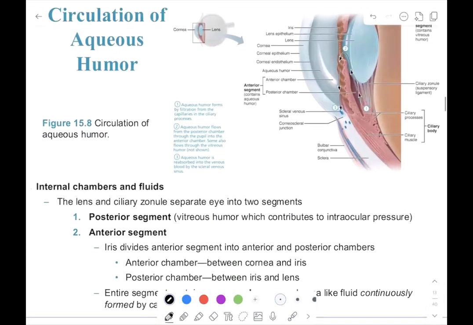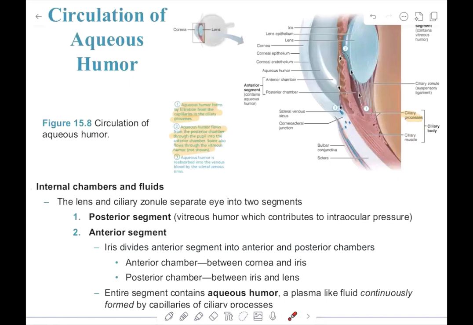Our next slide is showing what's called the aqueous humor. And the aqueous humor is fluid that's located between the cornea and the lens. The aqueous humor is formed by filtration from capillaries in the ciliary process, and the ciliary process is where there's capillaries located. Aqueous fluid then flows from the posterior chamber through the pupil.